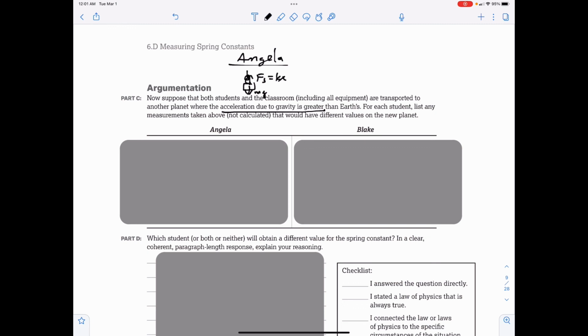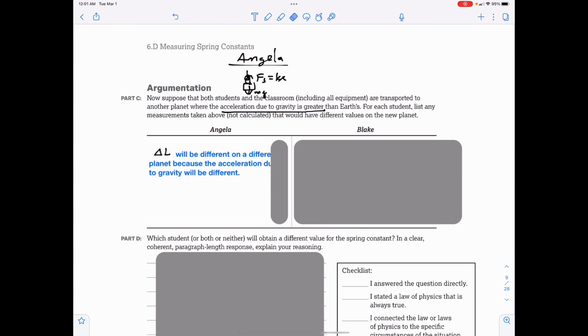So the delta x, the displacement, is going to be different because the gravity is going to be different, right? And that's essentially what delta L, I should say, we can call it x or delta L, whichever one. Basically this right here. It's going to be different because the acceleration due to gravity over here is different, which means the weight pulling on it's going to be different.